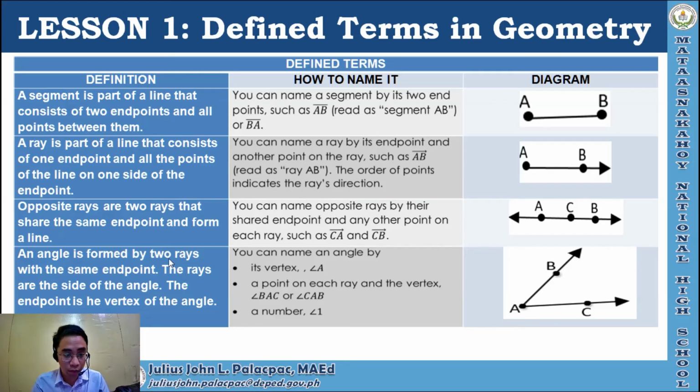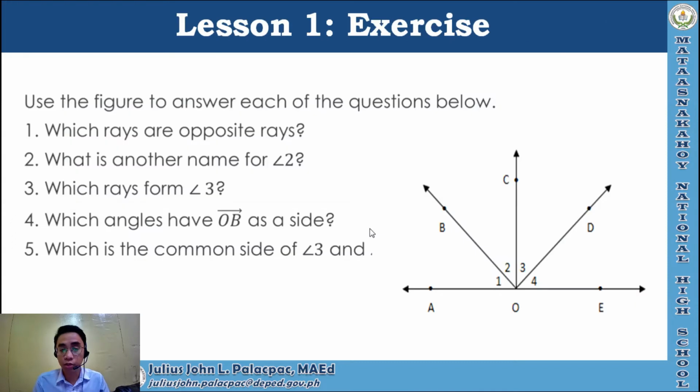An angle is formed by two rays with the same endpoint. The rays are the side of the angle. So, nangyayari dito, babasahin natin siya ng angle BAC or angle CAB. Yung nasa gitna na point, which is point A, yun yung ating angle. Angle A, pwede siyang tawagin angle A, or kung may number dito, pwedeng angle 1, diba? So, hindi ko binibigay sa inyo yung alphabetical kasi ang pagkakasulat nito ay BAC. Pag sinabi natin ABC, hindi siya angle, diba? Mali yun. So, exercise. Use the figure to answer each of the following questions below.